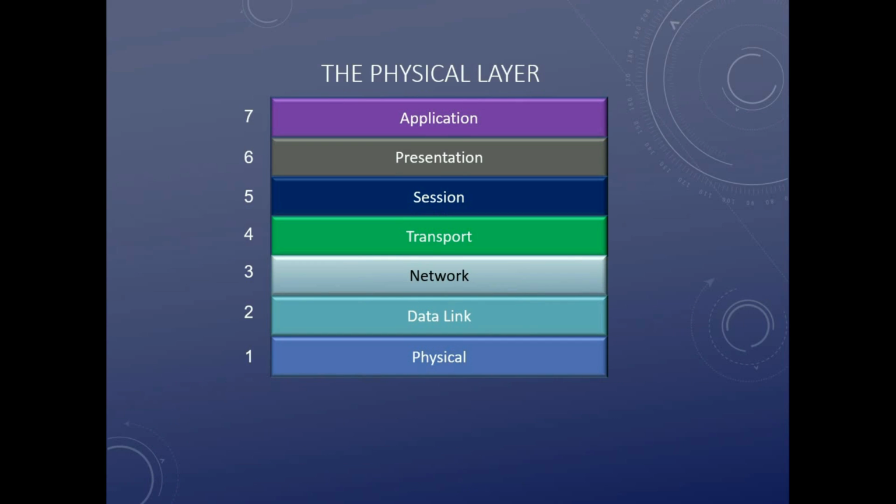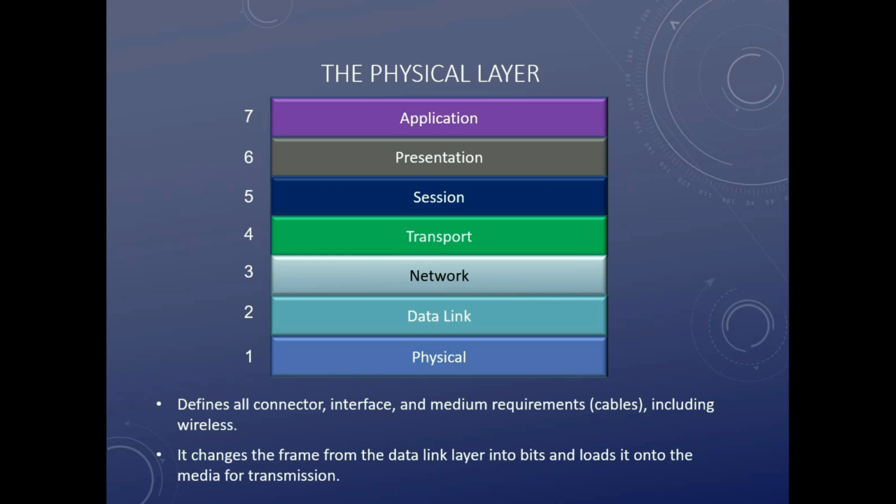And the very last layer is the physical layer. This is your connectors. This is your cables. This is your interfacing. This includes wireless too, so this is air. This is where we take the frame that's built in the data link layer and we break it down into bits. Because the bits are actually what's loaded on the media, on the cables. And it goes out to transmission. So that's the OSI model going down.